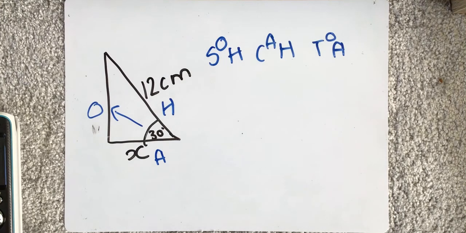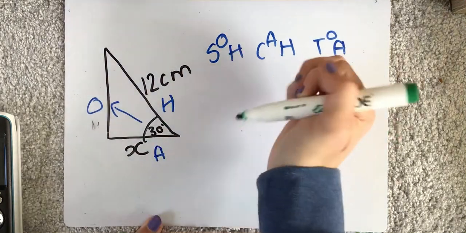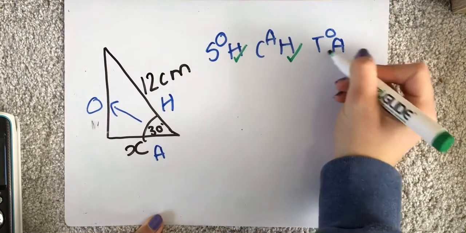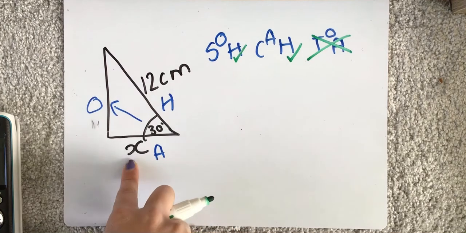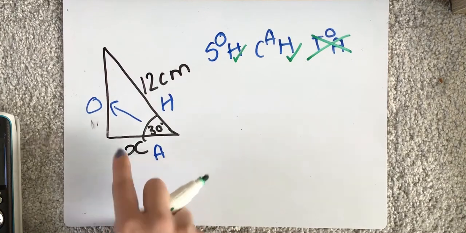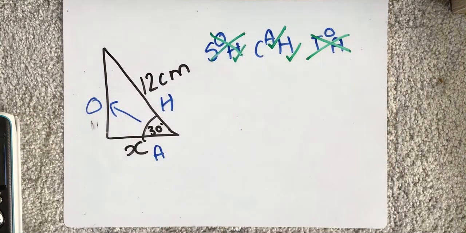Okay, so I'm going to look through what I've got. So I start with what I've got. I've got my hypotenuse, so I tick the ones that have hypotenuse. I'm getting rid of that tan, that TOA, because it doesn't fit in. I then tick the one that I want to get. Okay, so I want to get my adjacent, so I'm going to use this.